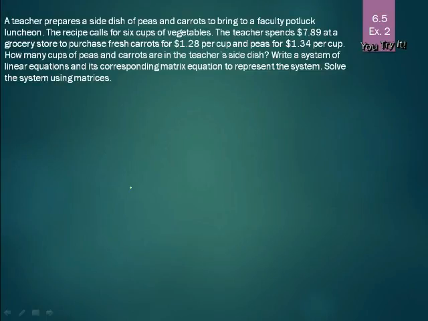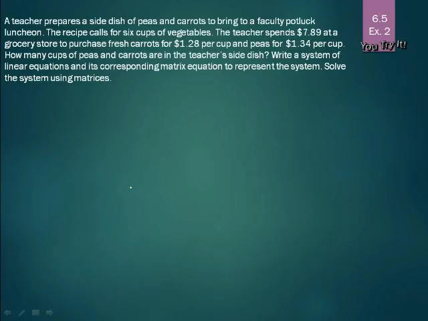A teacher prepares a side dish of peas and carrots to bring to a faculty potluck luncheon. The recipe calls for 6 cups of vegetables. The teacher spends $7.89 at a grocery store to purchase fresh carrots for $1.28 per cup and peas for $1.34 per cup. How many cups of peas and carrots are there in the teacher's side dish?